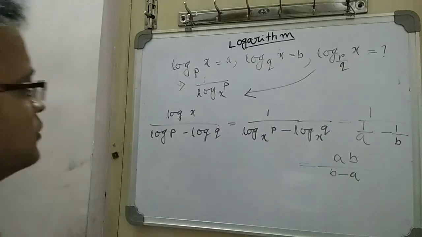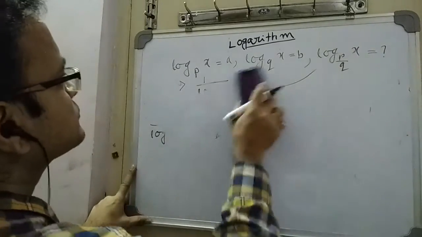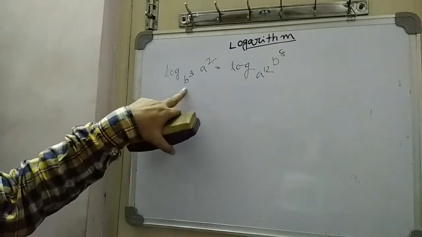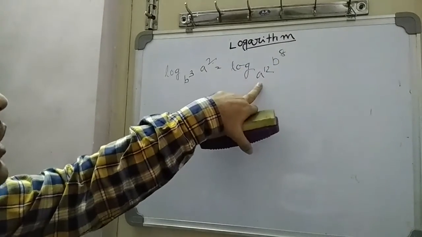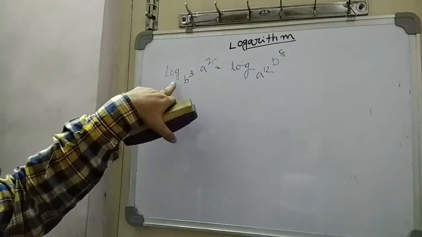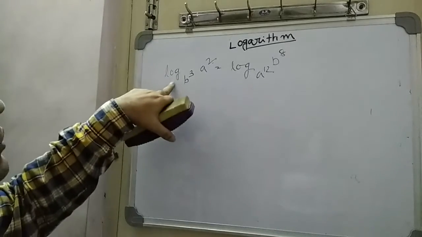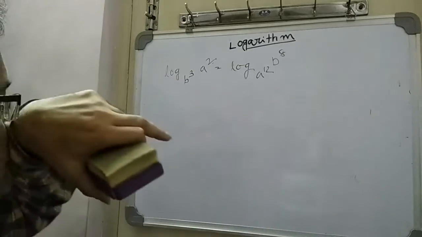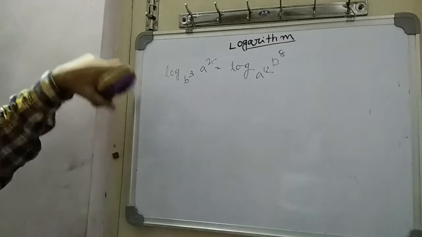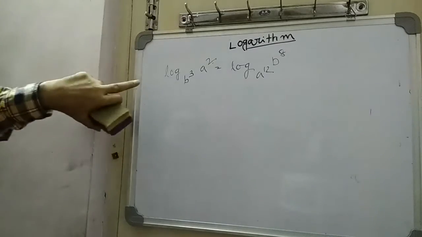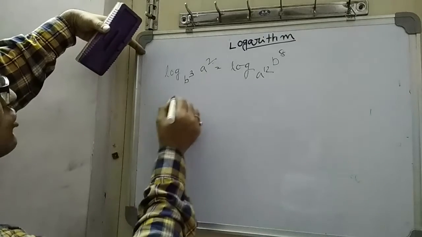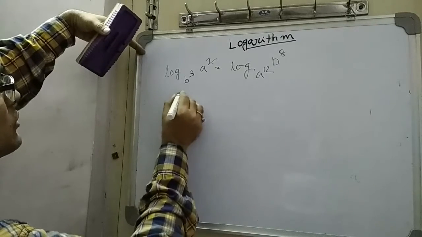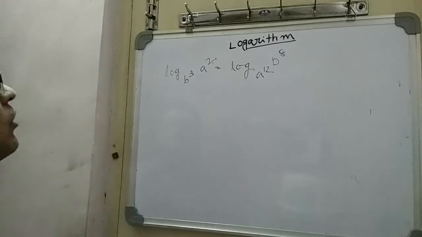Okay, now I move to the next problem. Log a square to the base b cube and log of b to the power 8 to the base a to the power 12 are equal. So we need to find the value of each side. If you can find the value of one side, that's okay, that is definitely equal to the other side as it is given already. So find the value of one side.